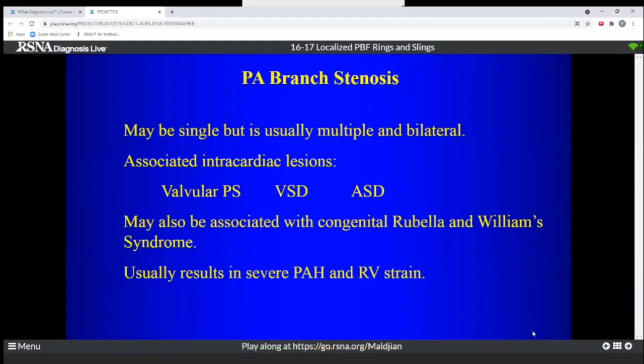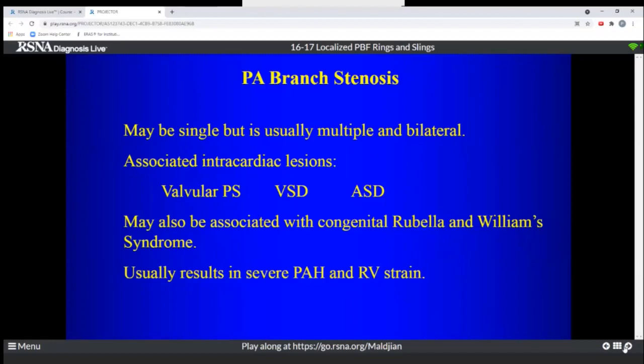So the infection we're looking for is rubella. Congenital rubella can cause those types of lesions. So pulmonary artery branch stenotic lesions can be multiple and bilateral. They can be associated with other intracardiac defects. You can get it with congenital rubella. You can also see it with Williams syndrome, which we've covered before.